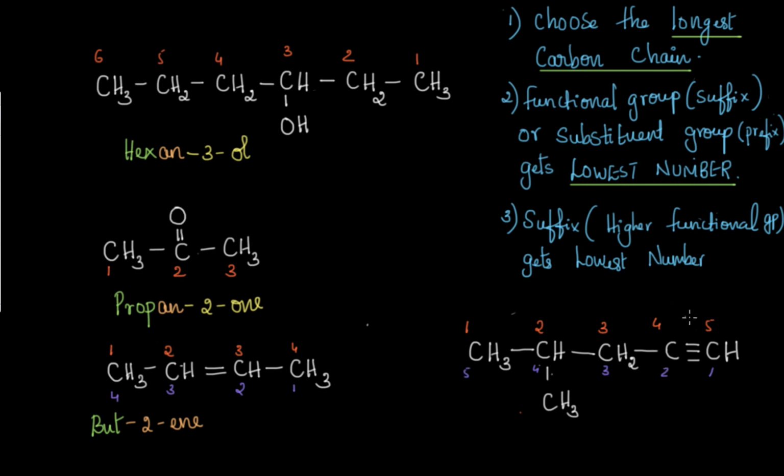Now let's choose the lowest number for the suffix. If I go from here, the triple bond is present between the 4th carbon and 5th carbon, so the lower number we have is 4. But if you go from right to left, the triple bond is present between the first carbon and second carbon, so the lower number is 1. Comparing 4 and 1, 1 is lower than 4, so we number it from right to left. We choose this numbering, and since CH3 is the prefix, we give the position for that, 4, and CH3 is the methyl group.